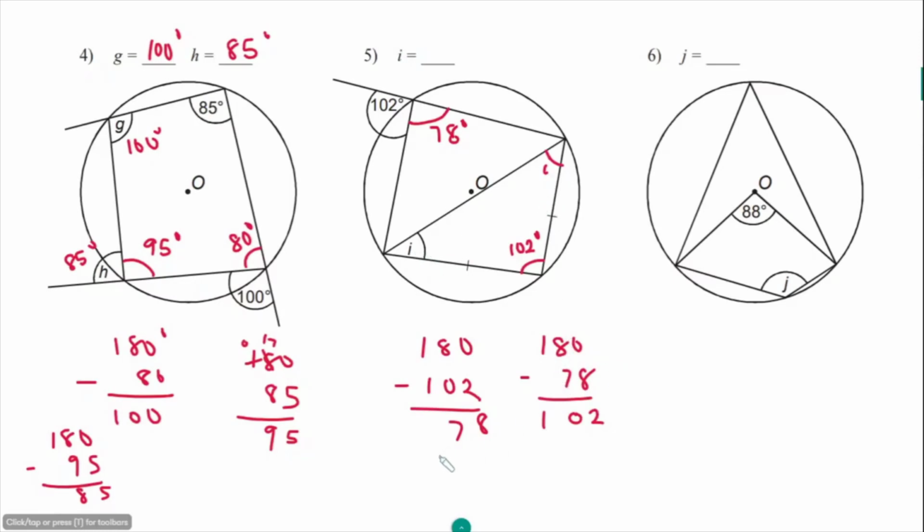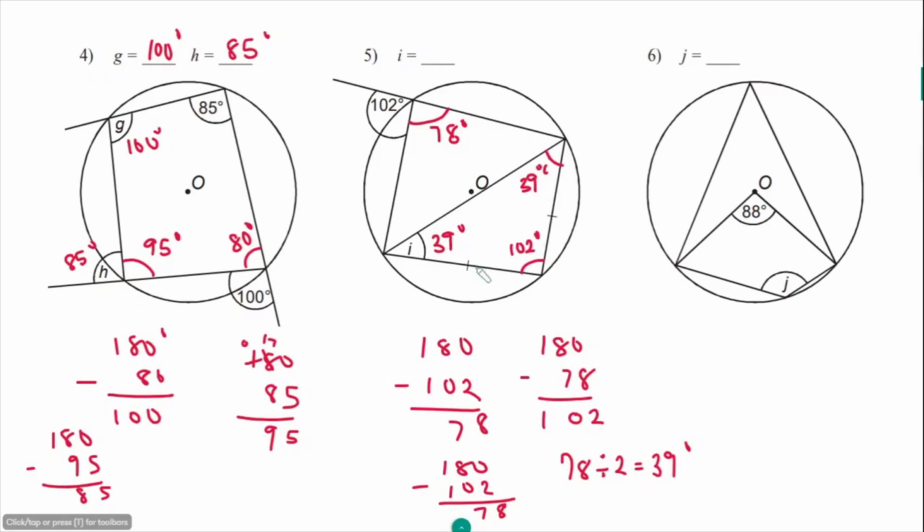Okay, so what I'm going to do here is 180 subtract 102, which will give me 78. Now this angle 78, I'm going to divide it by 2 to get the individual angle here. So 78 divided by 2 is going to give me 39 degrees. So angle I is going to be 39 degrees. Okay, also here is going to be 39 degrees.